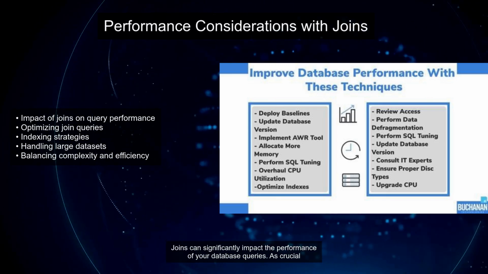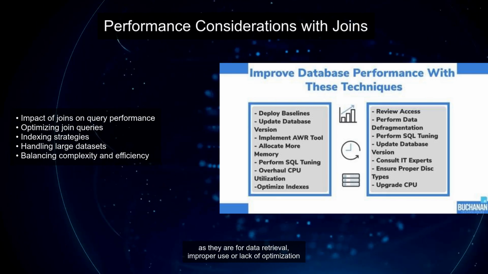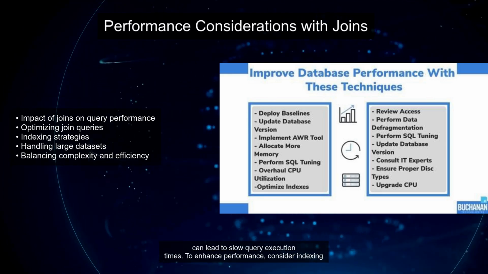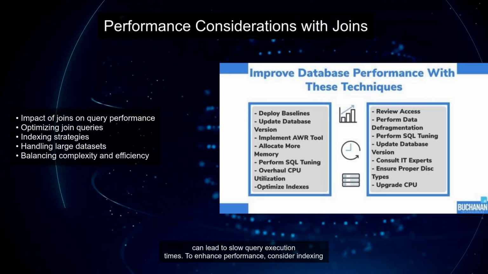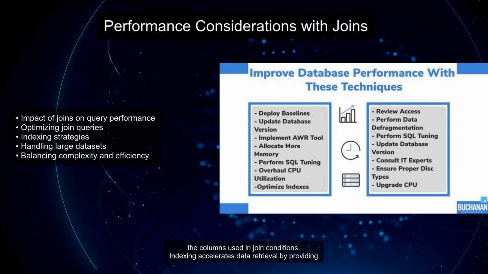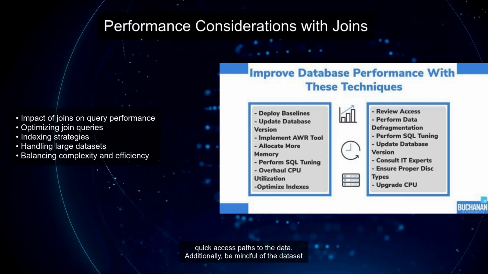Joins can significantly impact the performance of your database queries. As crucial as they are for data retrieval, improper use or lack of optimization can lead to slow query execution times. To enhance performance, consider indexing the columns used in join conditions. Indexing accelerates data retrieval by providing quick access paths to the data.